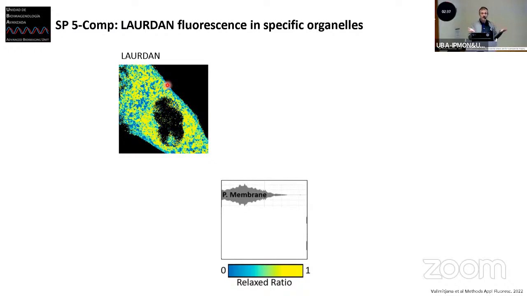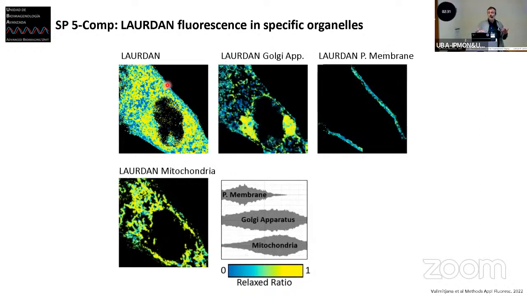And this is something really important because you can use dyes that go here or there and measure the organization of membrane. But the problem is most of the time when you tag a dye with a particular group to go to one place or another, you modify the conditions of your reporter.